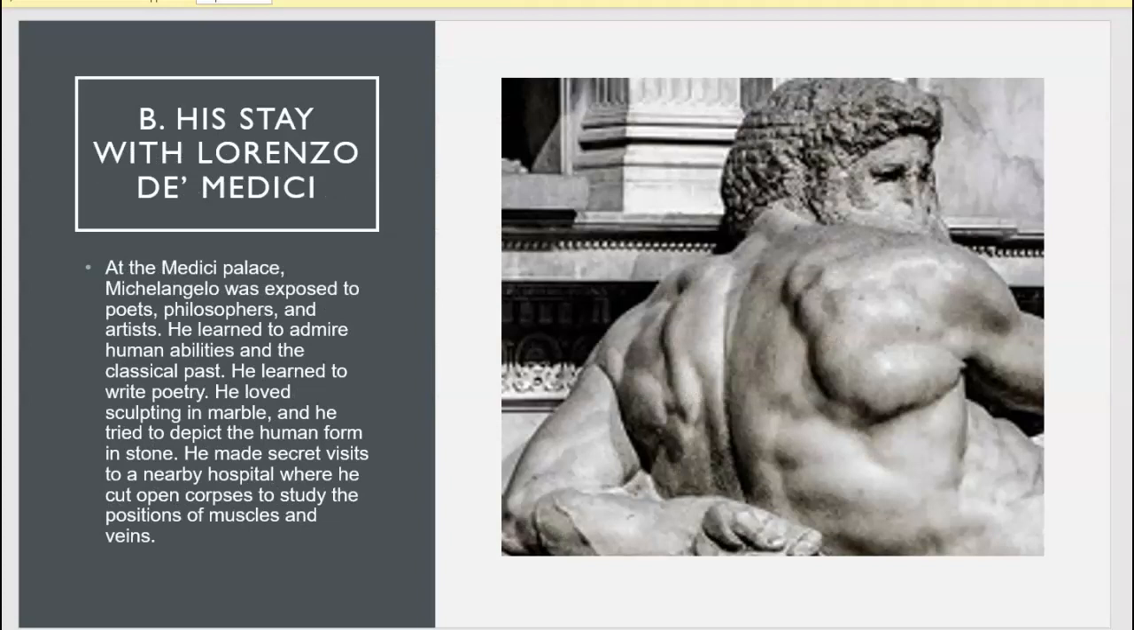His stay with Lorenzo de' Medici. At the Medici Palace, Michelangelo was exposed to poets, philosophers, and artists. He learned to admire human abilities and the classical past. He learned to write poetry. He loved sculpting in marble, and he tried to depict the human form in stone. He made secret visits to a nearby hospital where he cut open corpses to study the positions of muscles and veins.